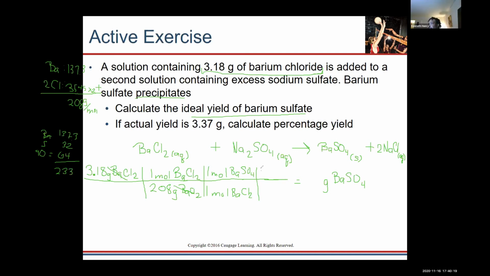Okay, so on top or on bottom, and that's grams per mole. 233 grams will be on top.